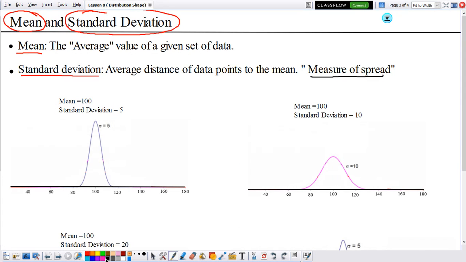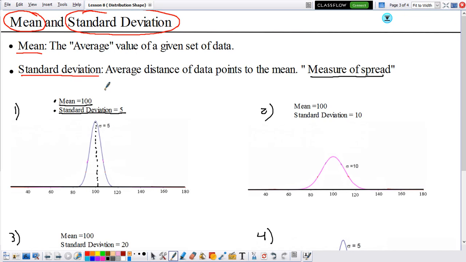Now, here we have different examples: the first graph, the second graph, the third graph, and the fourth graph. We're going to see one at a time, so let's concentrate on the first graph. These are the values that give us this graph. The mean is 100, so the highest point in our graph is going to be at the value 100. That's what it means for something to have a mean, the average value of the given data. Notice that here we have a standard deviation with a value of 5.